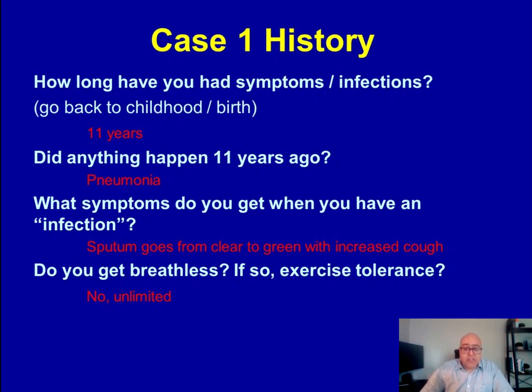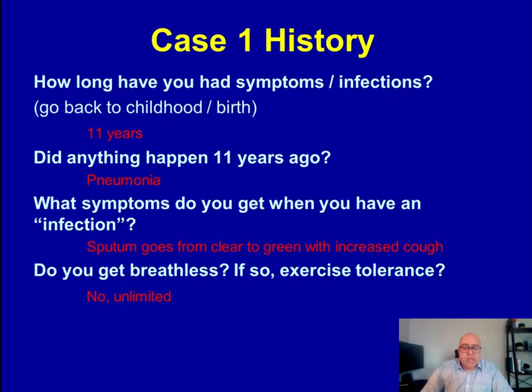Then clearly we want to ask, what symptoms do you get when you have an infection? This is a useful question because sometimes a patient's understanding of what an infective exacerbation is may not be the same as what we think it is. Therefore it's important to clarify what the patients mean when they describe infections. In this case, the patient describes sputum going from clear to green with increased cough, which very much does sound like infective exacerbations. But I have had other patients who think that things like wheeziness or a little bit of shortness of breath on exertion equates to an infection, and that's not necessarily always the case.